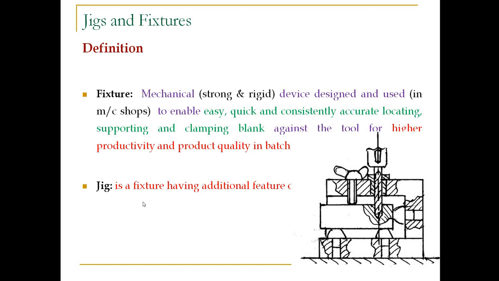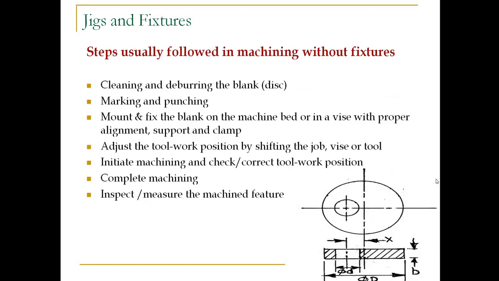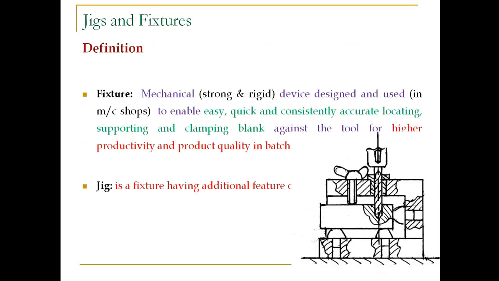Jig, now what is a jig? A jig is nothing but a fixture, but it has the additional feature of guiding the tool. The jig bush over here you can see will be used for guiding a tool so that it won't deviate from its position or axis. For designing jigs and fixtures, what are the things we will have to keep in mind?